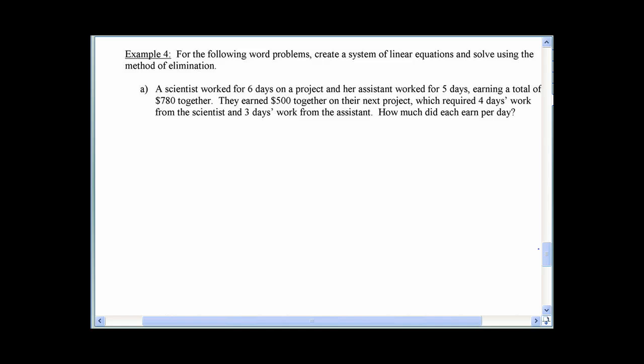Once again, when I solve these questions, I like to identify my variables, and you can use boring x and y, or something else. It's up to you. I'll call x the amount earned by the scientist. Y can also be the amount earned by the assistant.